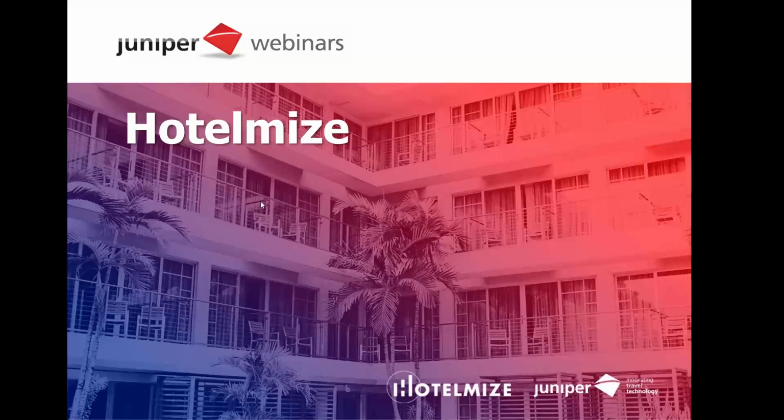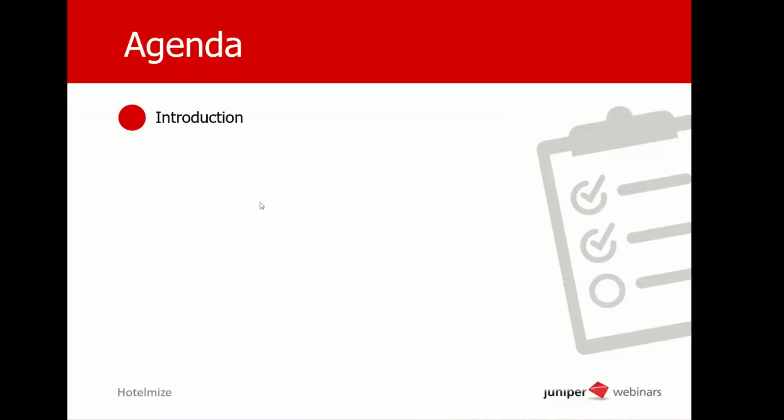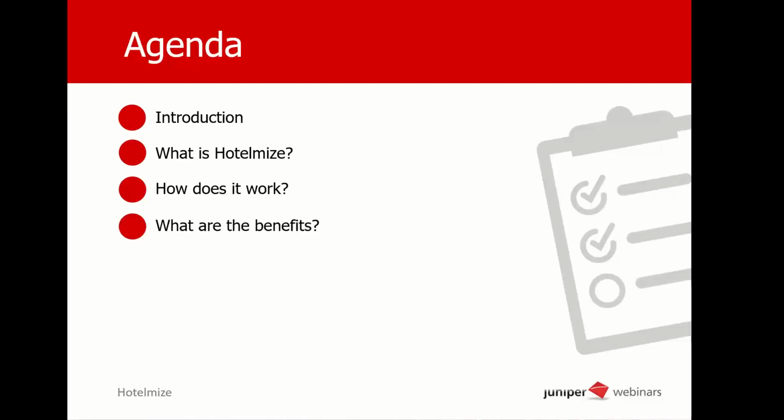So in today's agenda, we will start with a short introduction. Then Omri will explain what Hotelmize is, how it works, and what the benefits are. During the live demo, you will be given a brief introduction on the Hotelmize system and its configuration options, and we will conclude the webinar indicating what is required in order to contract the Hotelmize module. Lastly, I will inform you where you can find information about this module on the Juniper support tool and where you can view the webinar again as it is being recorded.